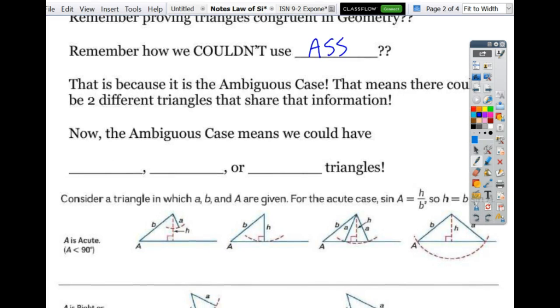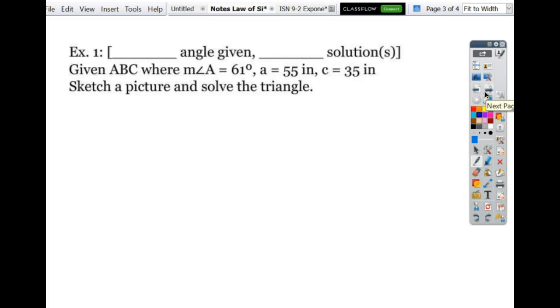So we call it the ambiguous case because you can have two triangles. And we can have 0, 1, or 2 triangles. All right. And there's stuff at the bottom, and I'm going to come back to that. I want to start on the example.